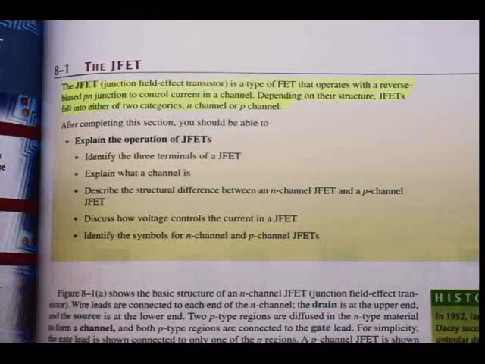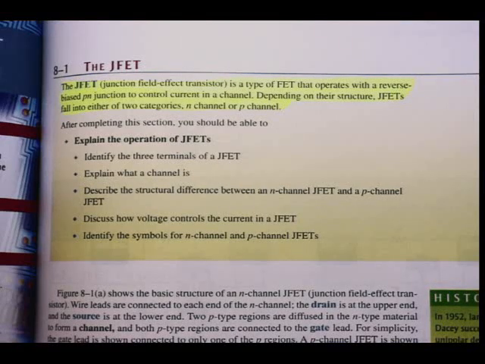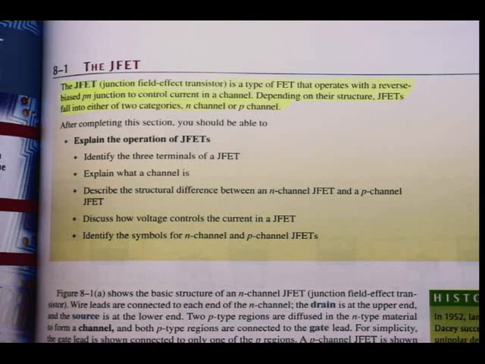The JFET, junction field effect transistor, is a type of field effect transistor that operates with a reverse biased PN junction to control current in a channel. Depending on their structure, JFETs fall into either of two categories, N channel or P channel.